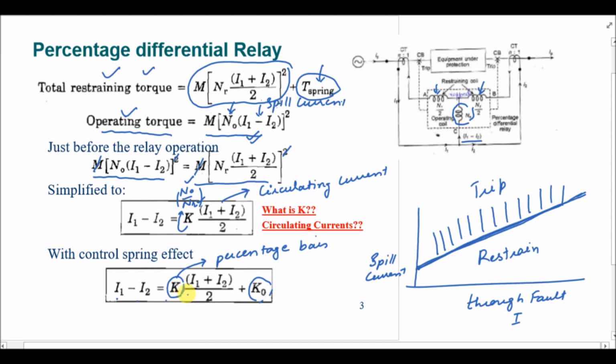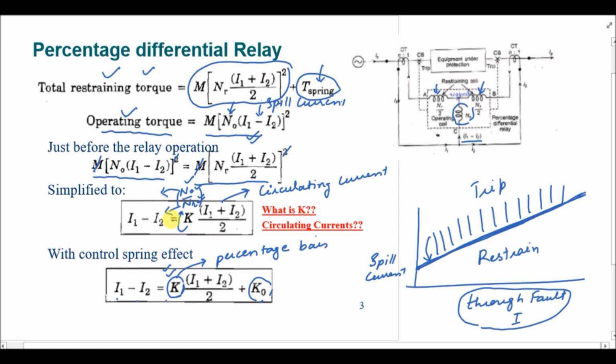So as the through fault current is increasing, the spill current that is required for the operation of the relay is also increasing, and the slope of this line is set by changing the value of K, and we can set it because this K is actually the ratio of n naught over nr, where n naught is the operating coil turns and nr is the restraining coil turns.